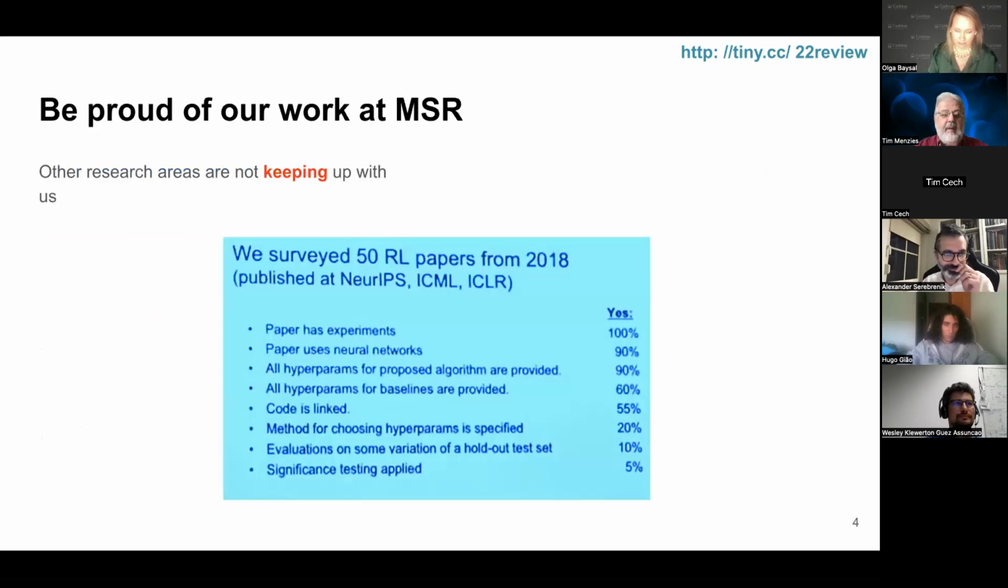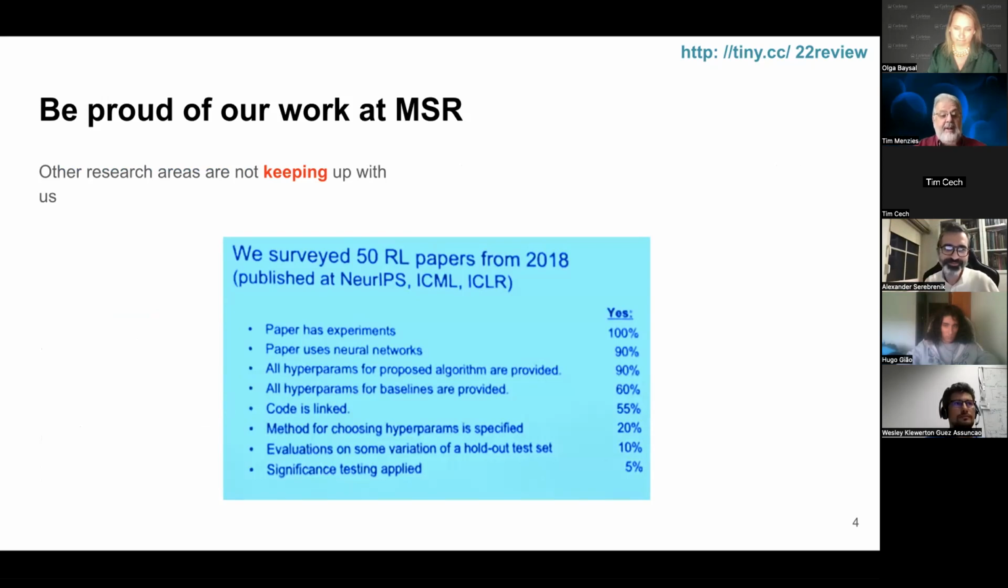More seriously, I want to say that this community, MSR, needs to be really proud of its reviewing standards. Ahmed Hassan and myself watched in wonder and amusement when at ICSE 2018, some people from the reinforcement learning community came and talked about the empirical standards they're trying to impose.